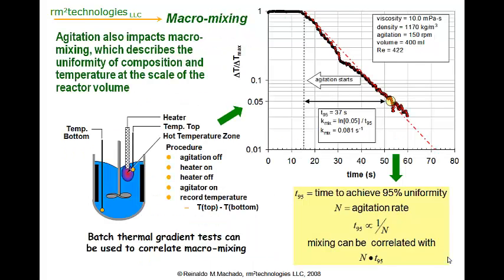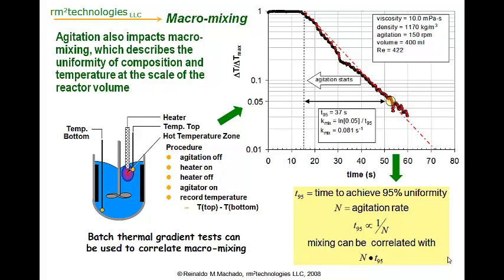Another very important mixing parameter is the macro mixing time constant. Agitation impacts the macro mixing, and it describes the uniformity of the composition at the reactor scale. One of the ways we can measure this, and correlate data, is to use a simple temperature probe inside a small lab reactor where we provide heat. That heat provides a local zone of high temperature which becomes dissipated when the agitator is turned on.